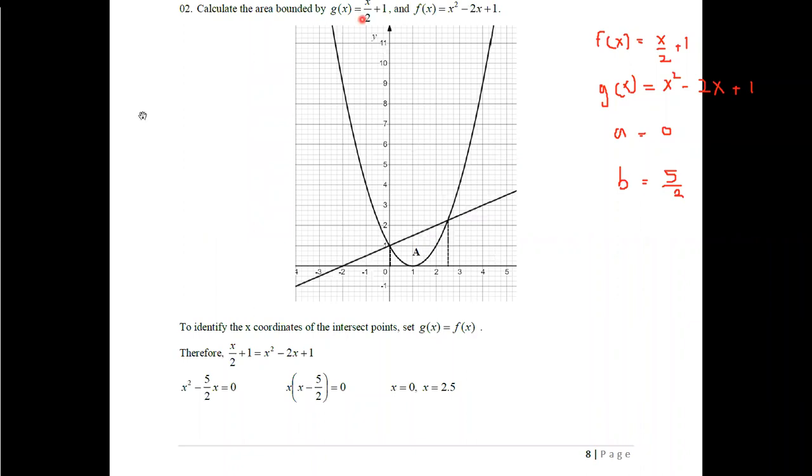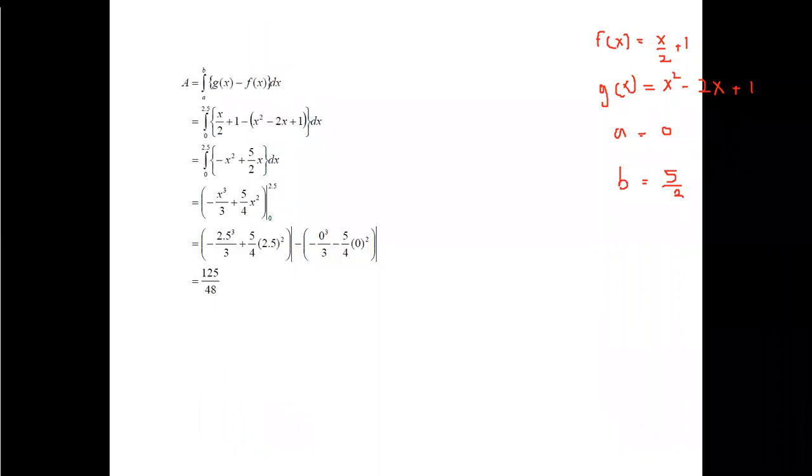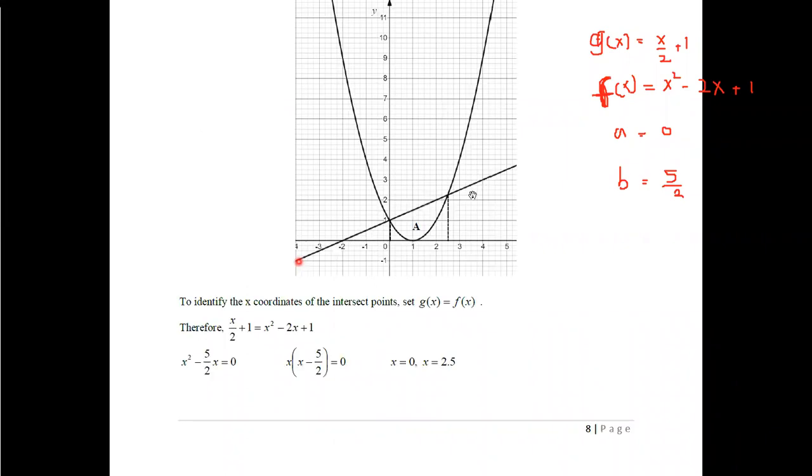Now, here I have made a mistake. You need to correct it. Here it is not f(x). This should be g(x), and this should be f(x). It is given in the function in this form, and the graph also suggested that this line is on top of the curve. Therefore, this should be g(x) and this should be f(x).